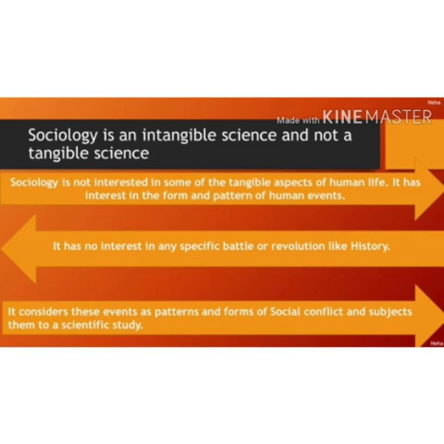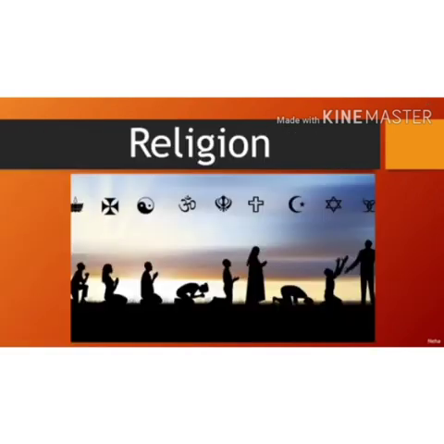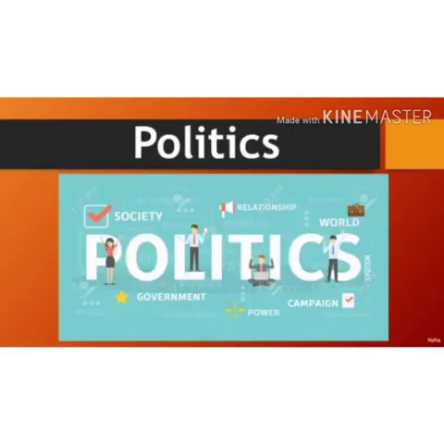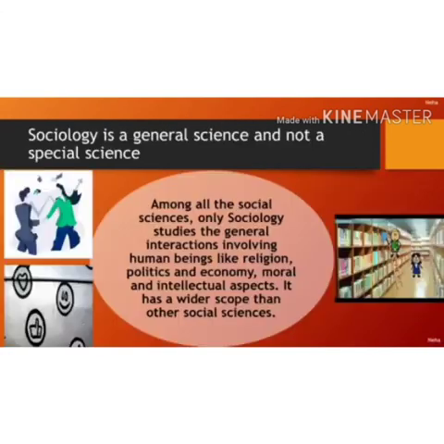Now we discuss the last point of the nature of sociology, that is, sociology is a general science and not a special science. Among all social sciences, only sociology studies the general interactions of human beings. It studies the interaction of human beings with religion, politics, economy, moral and intellectual aspects. It has a wider scope than the other social sciences. So, sociology is a general science, not a special science.